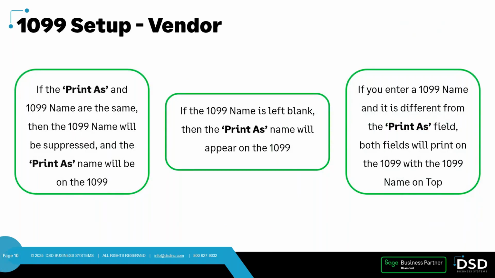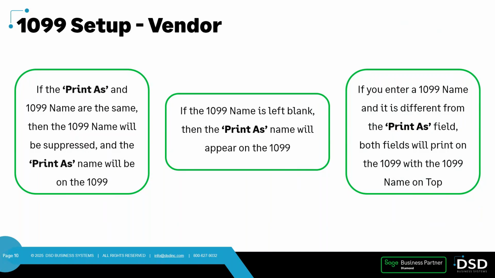This is a very important slide that looks a little confusing, but it's all about what names are going to be printed on your 1099 form. So we'll see on the next slide, on your vendor setup, you have your vendor name, and then you have your print as. That's what's printing on your checks. If your print as name and the 1099 name that we saw on our last slide are the same, then the print as name will be printed. It doesn't really matter because they're the same at this point, right?